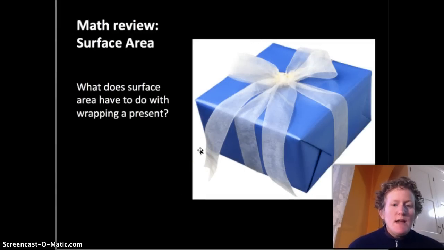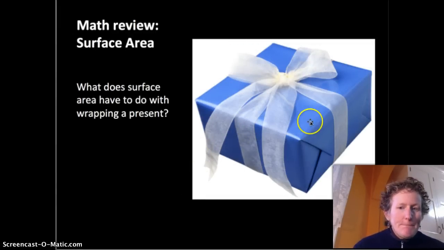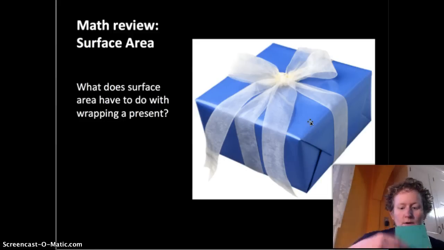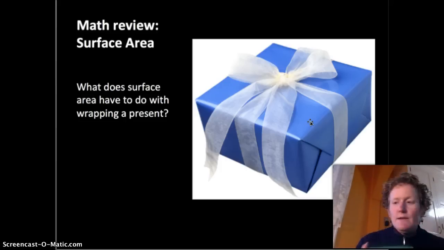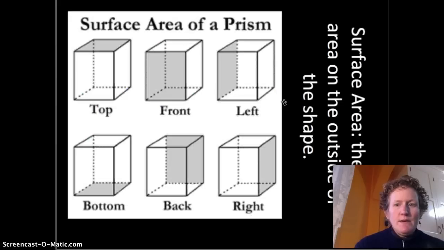Surface area is a lot like wrapping a present. It's the outside of something. It's the area on the outside of the box. How much flat surface is on the outside of this box? And don't panic, we're going to do the math together.